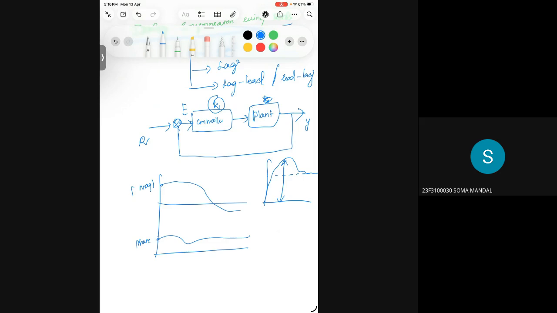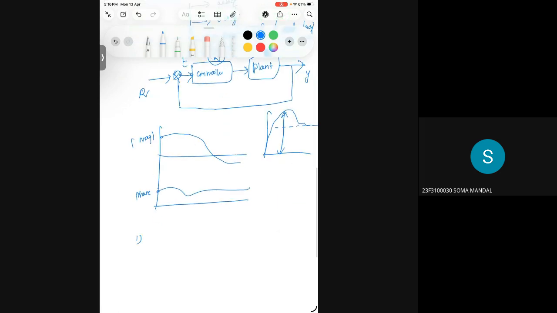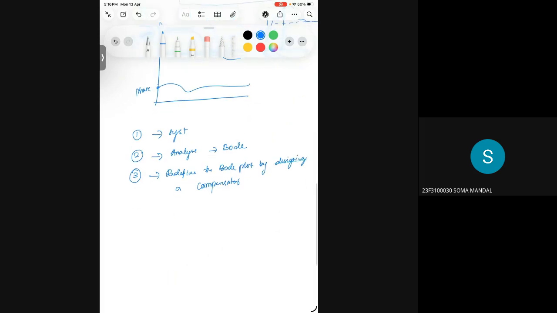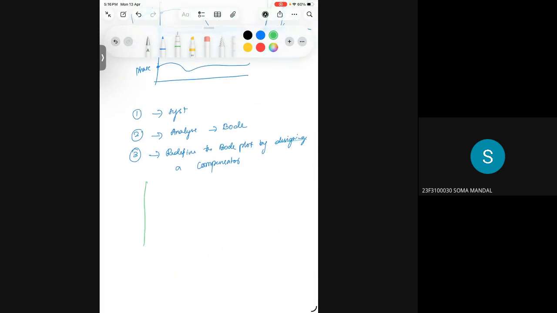So in designing a compensator, the first step is you will be given a system. The second step is you will analyze the system using the Bode plot. Then you redefine the Bode plot by designing a compensator. Okay, how does this work? For example, I have a system.